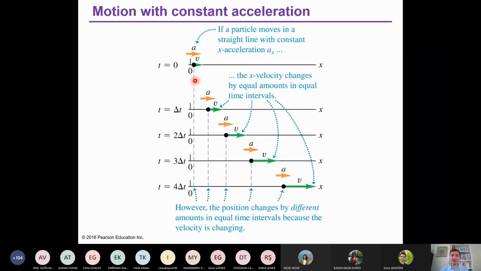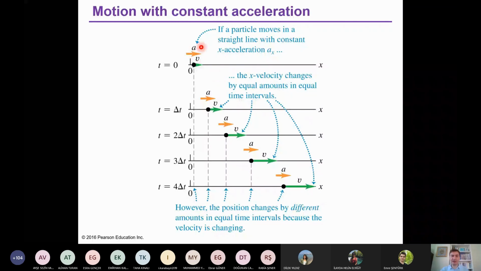So what do you see here? The particle is moving along the positive x direction with constant x acceleration, okay? Since the direction of the acceleration and the direction of the velocity are the same, as we have discussed during the last lecture, this particle is speeding up along the positive x direction, but the acceleration is constant, okay?